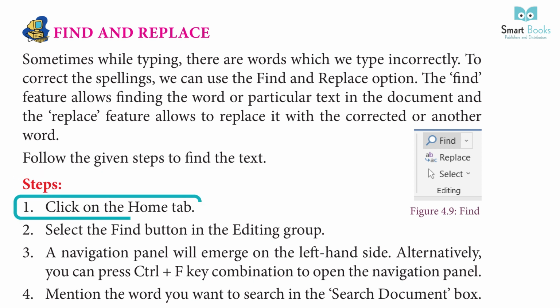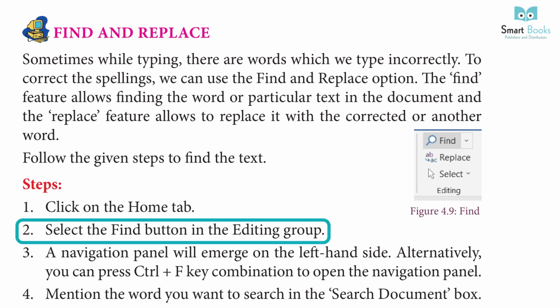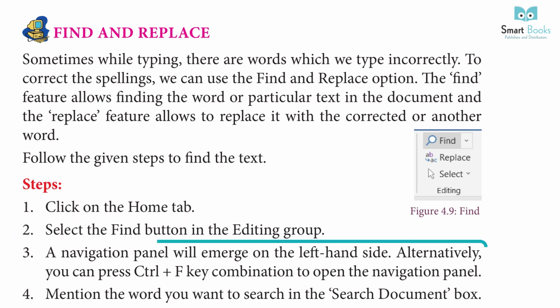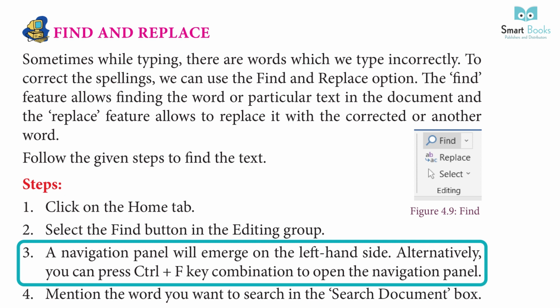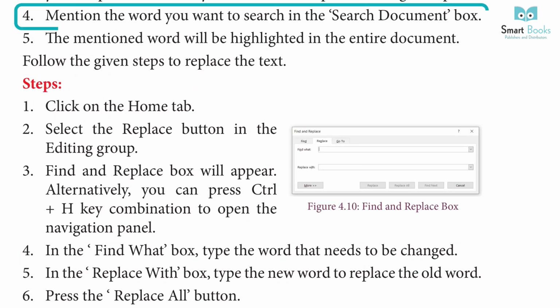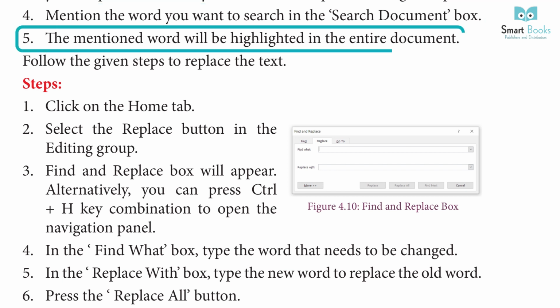Steps. 1. Click on the Home tab. 2. Select the Find button in the editing group. 3. A navigation panel will emerge on the left hand side. Alternatively, you can press Ctrl F key combination to open the navigation panel. 4. Mention the word you want to search in the search document box. 5. The mentioned word will be highlighted in the entire document.